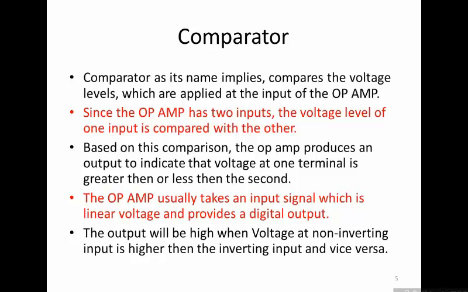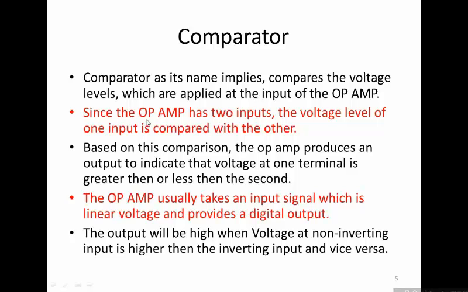So what is a comparator? A comparator, as its name implies, compares the voltage levels which are applied at the input of the op-amp. So the input that you are applying at the op-amp is a voltage. What the comparator does is compare those input voltages applied to either input of the op-amp and produce an output depending upon the comparison of the inputs applied.